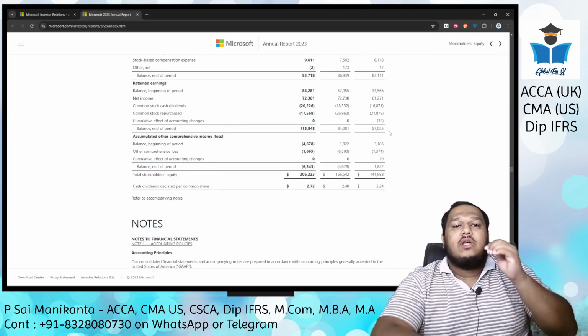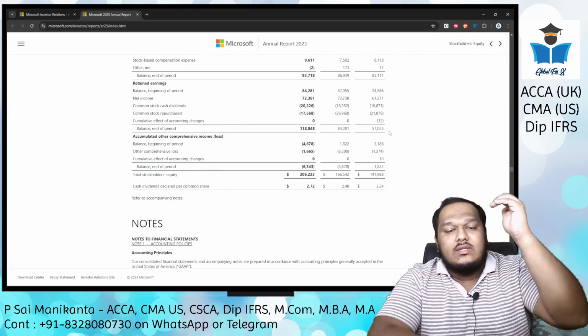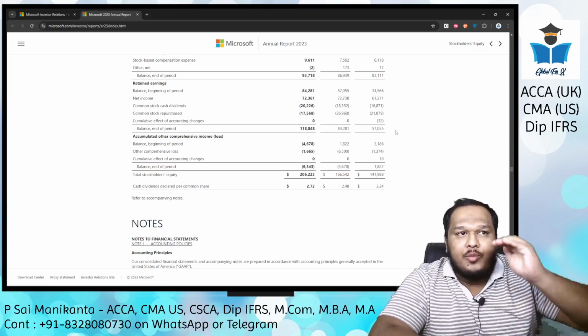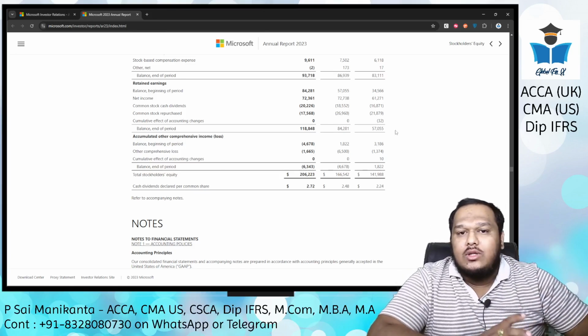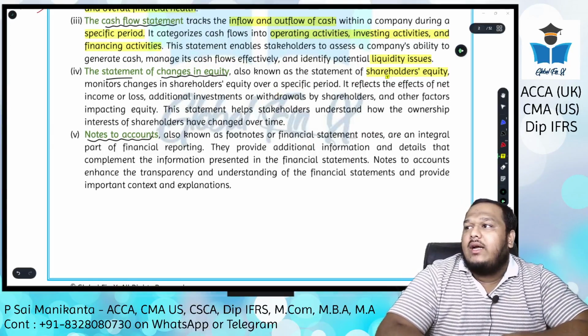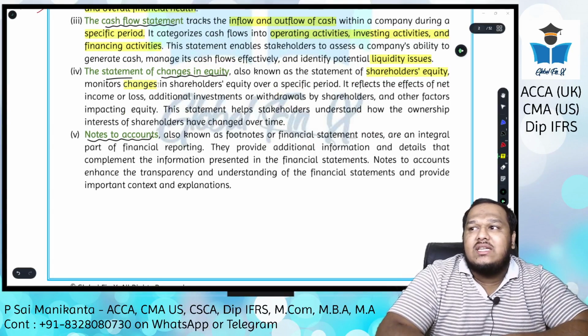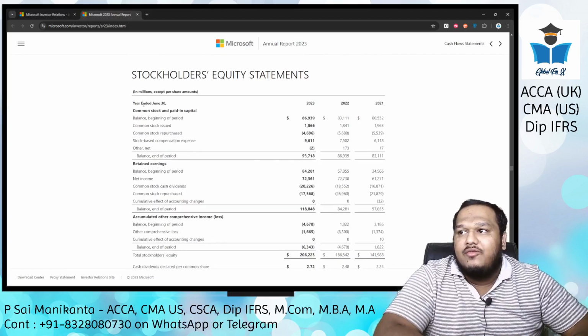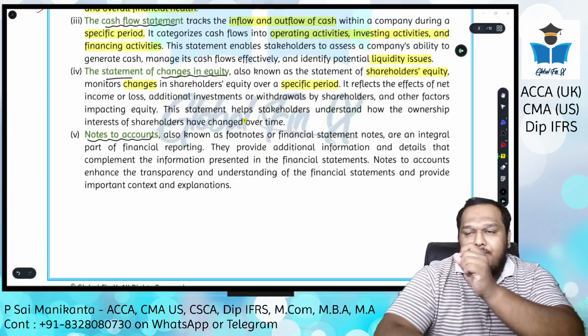So basically we are doing a reconciliation. What was the equity account balance at the beginning of the period? How much is there at the end of the period? What caused those changes? So that's a reconciliation of the statement of changes in equity. You can see here, it monitors the changes in the shareholders equity over a specific period of time. Again, this is also for the period, for the year ended, complete year, whole year.